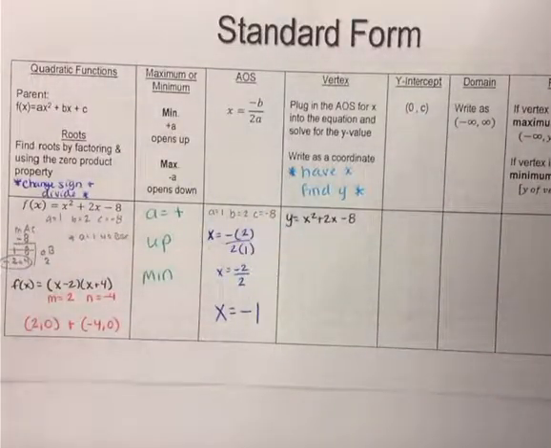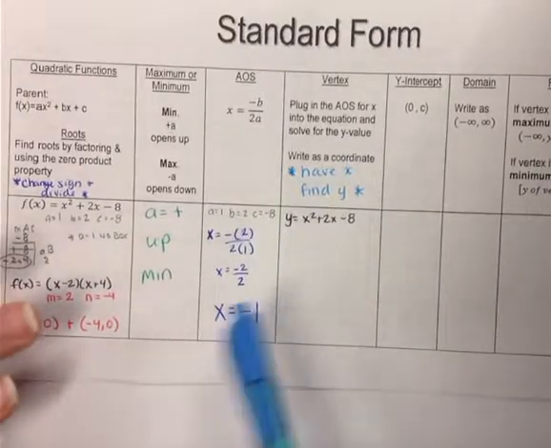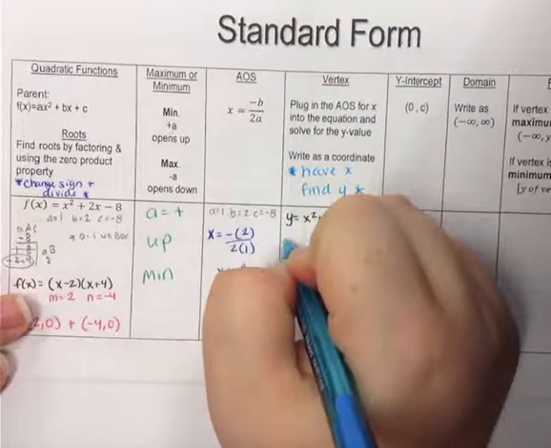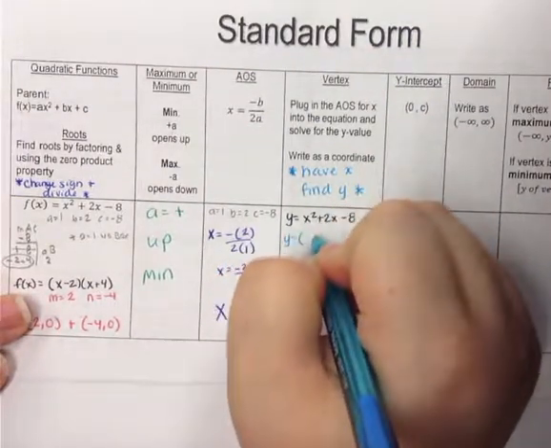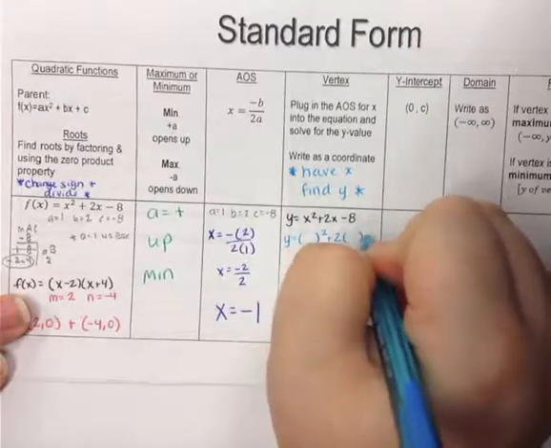So everywhere we see an x, we're actually going to plug in the negative 1. Now, you always want to use parentheses when you substitute. So we have y equals, there's an x, I put parentheses, squared plus 2 parentheses minus 8.